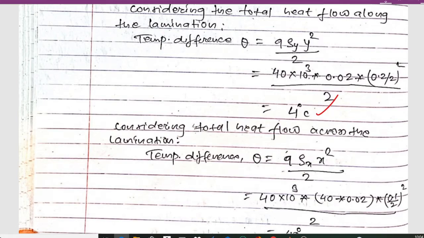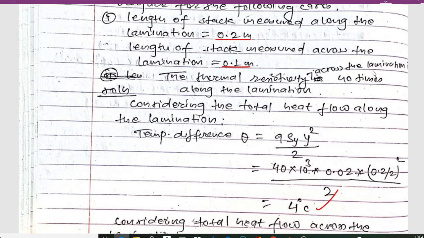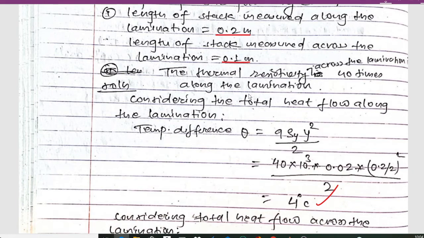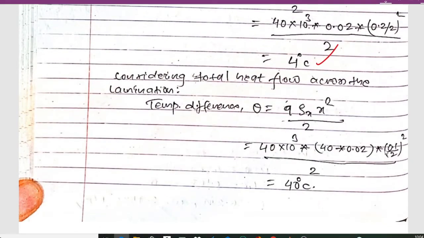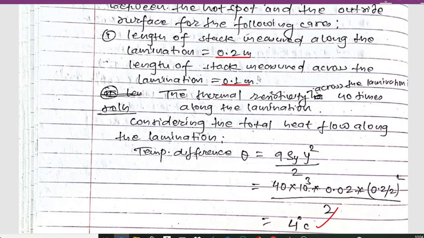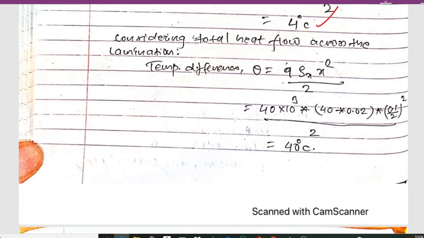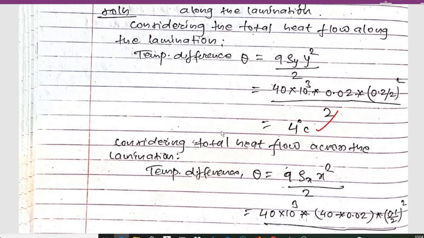And considering the heat flow across the lamination, theta is equal to q into rho x into x square upon 2. So 40 into 10 power 3 into rho x, and here you can see the thermal resistivity across the lamination is 40 times that along the lamination, so 40 into 0.02, into the value of x, which will be 0.1 upon 2 whole square, since the length of a stack across the lamination is 0.1. We will get 40 degrees Celsius. So the temperature difference across the lamination is 40 degrees Celsius, and similarly along the lamination it is 4 degrees Celsius.